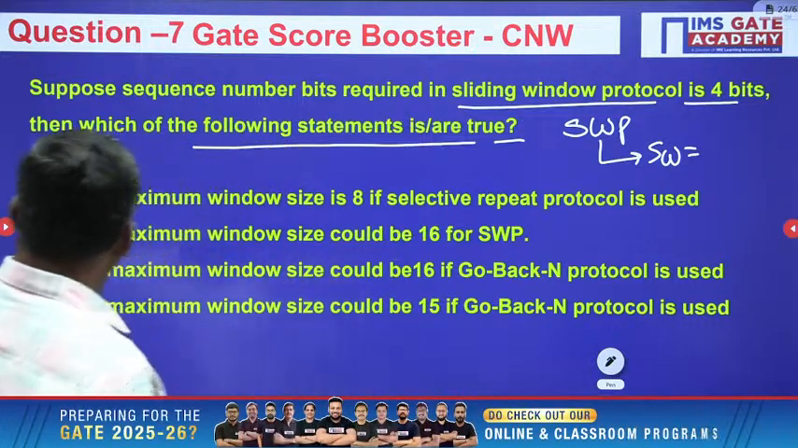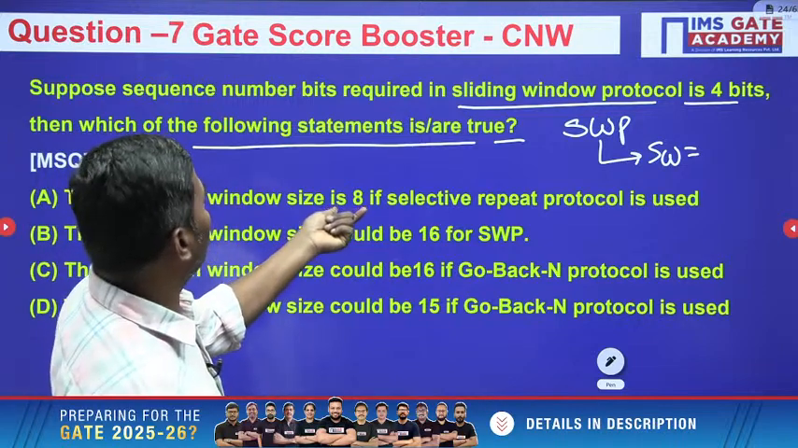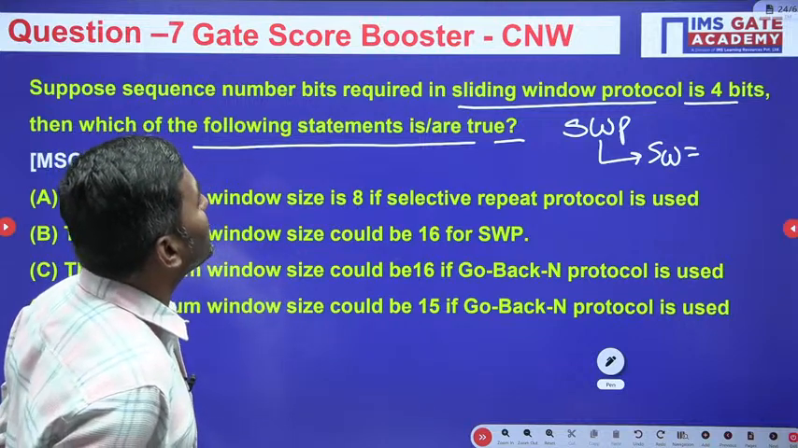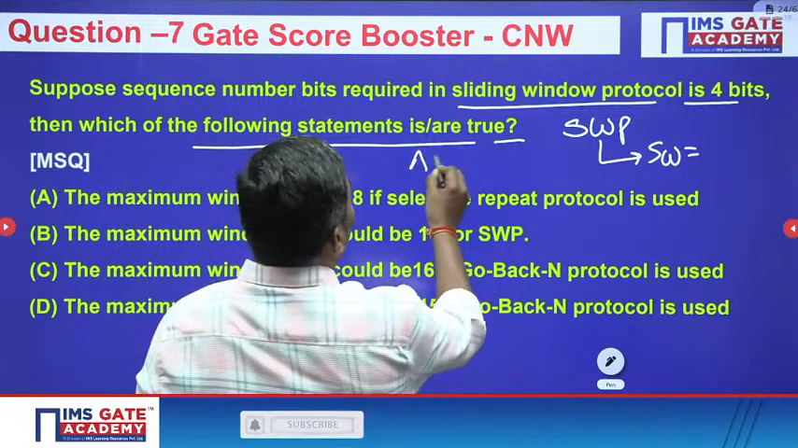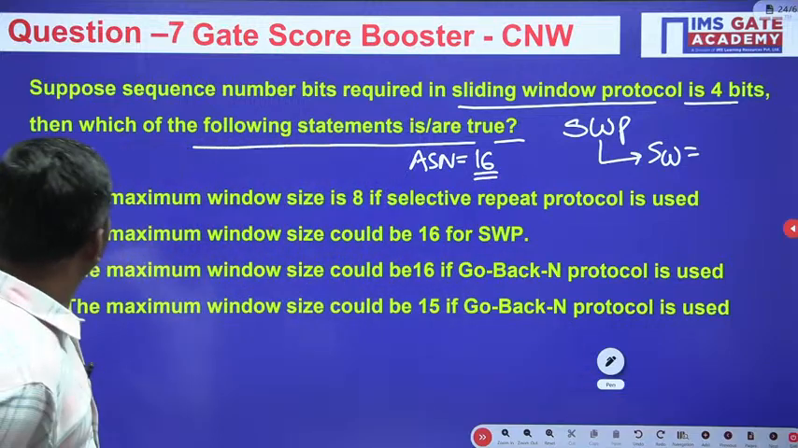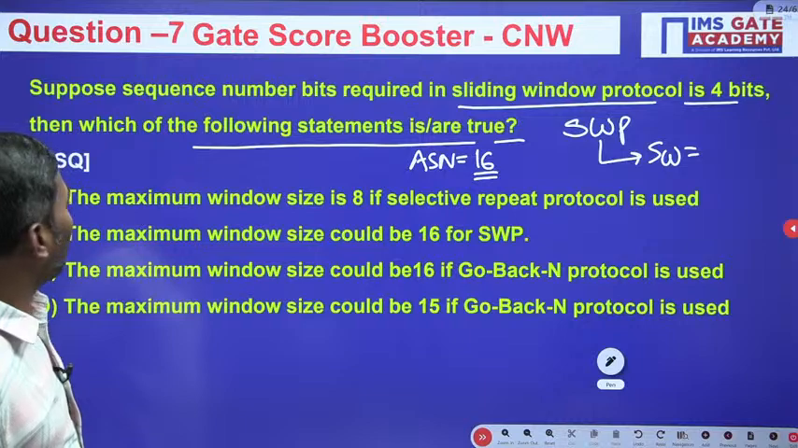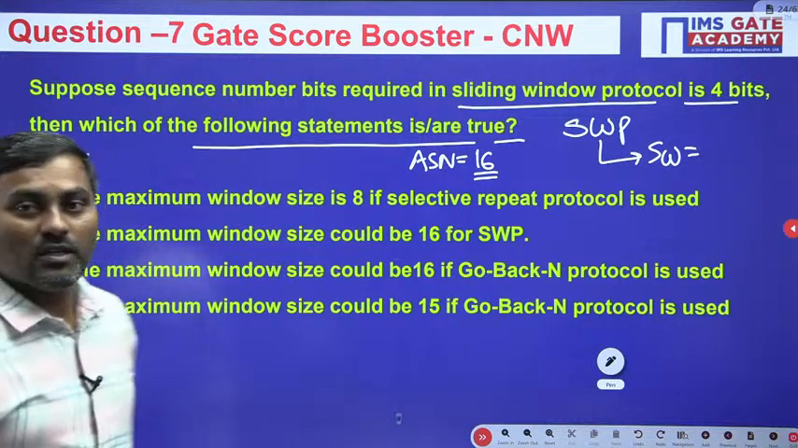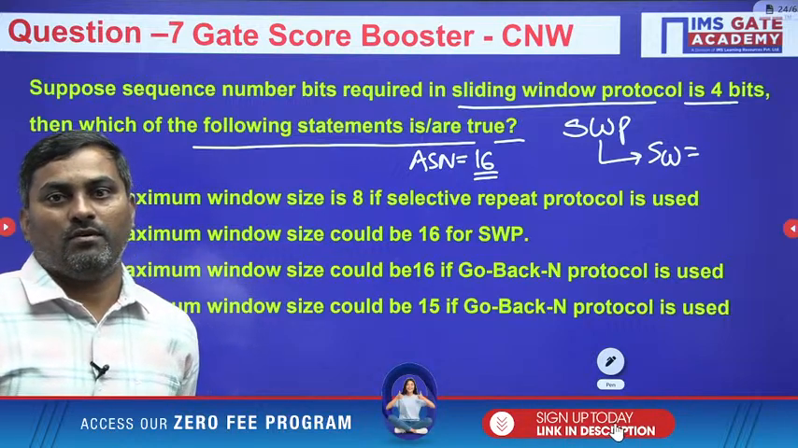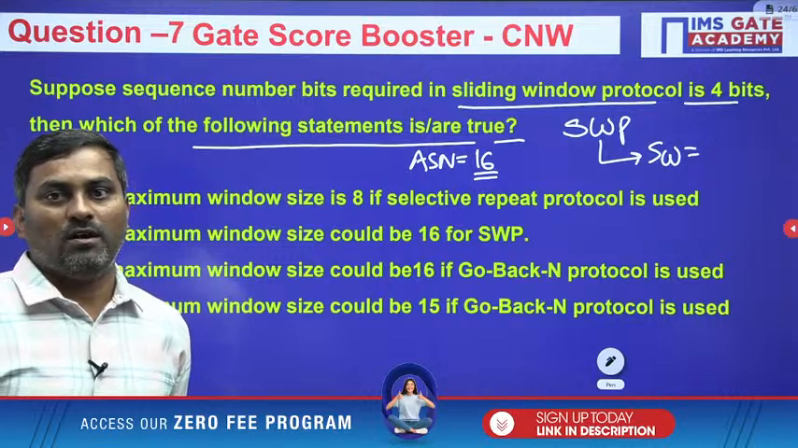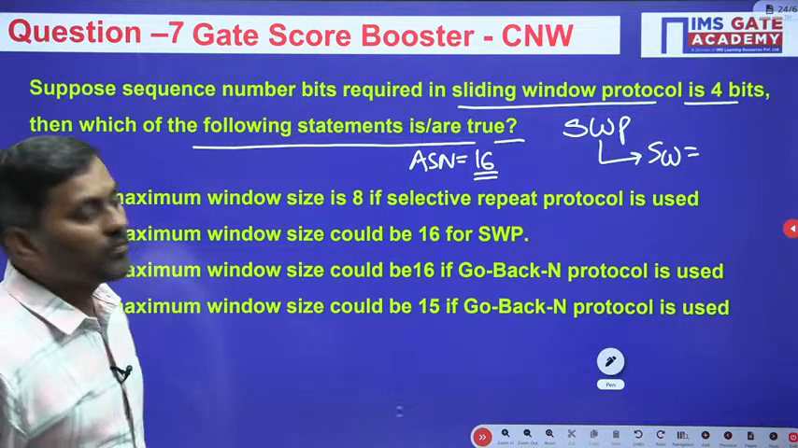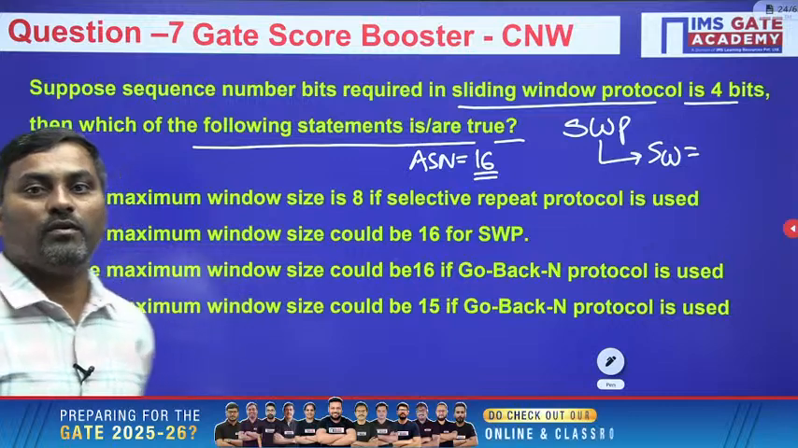The maximum window size is 8 if Selective Repeat protocol is used. Sliding window protocol, 4 bits are there. With these 4 bits, how many sequence numbers are possible? 2 power 4, 16 is possible, right? 16 possible. So the maximum window size is 8 if Selective Repeat protocol is used. Statement A is true or false? All of you, option A is true or not? Hello, all of you? Yes or no?